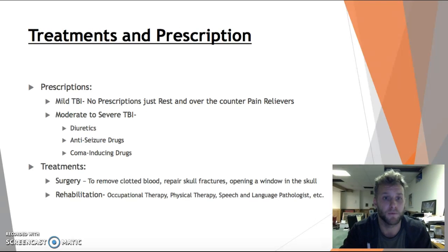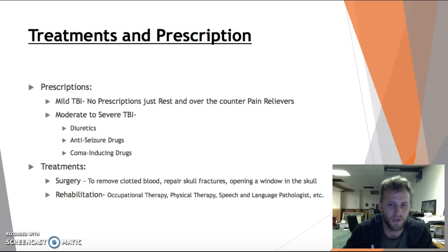So anyway, moving on, some treatments and prescriptions for mild TBI. There's no real prescription, just rest and over-the-counter pain relievers. Obviously they have to be monitored closely. But for moderate to severe TBI, they do have some prescription medication that they will prescribe to people. I actually found it interesting that they would give patients coma-inducing drugs, and they were saying that they give them that because when a brain is in a comatose state, it needs less oxygen. So they do that so that the brain doesn't need as much oxygen and it can recover a little bit. It was interesting. So anyway, those are the prescription drugs that they would prescribe.